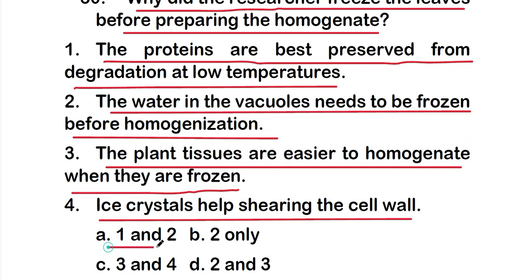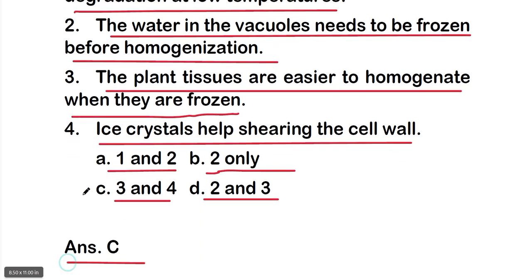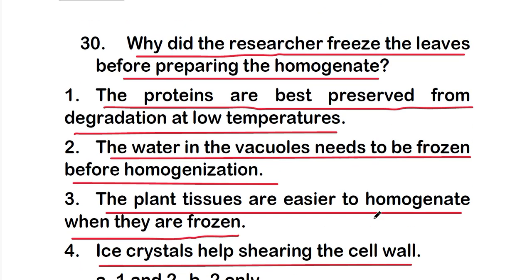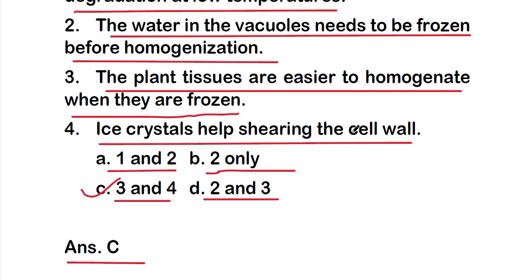So option A is 1 and 2 is correct, option B 2 only is correct, option C 3 and 4 is correct, or option D 2 and 3 is the correct one. So the right answer is option C, that is 3 and 4 statements are correct. So the plant tissue is easier to homogenize when it is frozen, and ice crystals help shearing the cell wall. So that's why the researcher froze the leaves before preparing the homogenate. Okay. So next question, let's see.